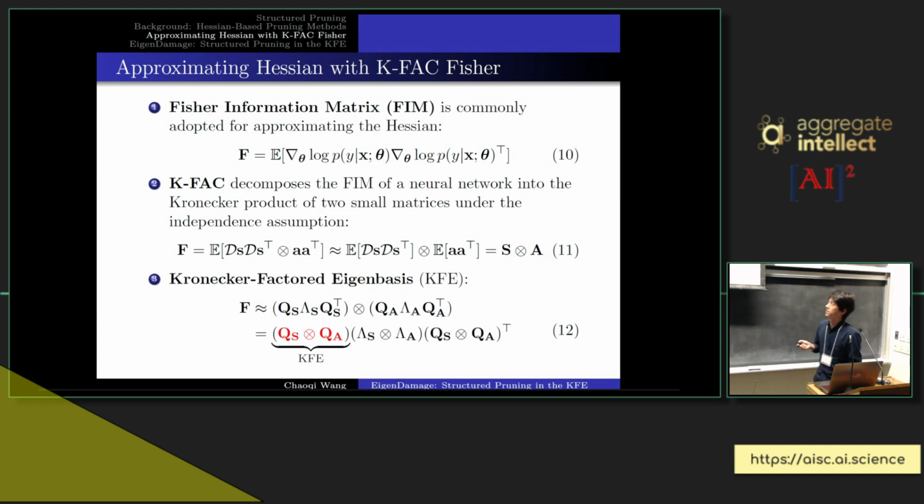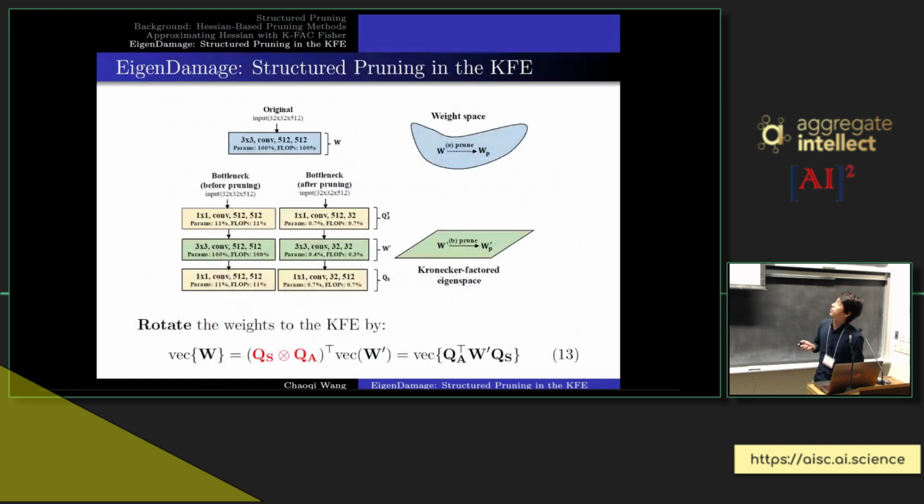So lastly, we define the KFE. This is the basis in which we do pruning. If we do eigendecomposition to the S and A, we can finally decompose the approximated Fisher matrix in this form. And this is the KFE, which takes the place of the eigenbasis of the Hessian matrix. So this is the basis in which we do pruning, and this gives our pruning algorithm.